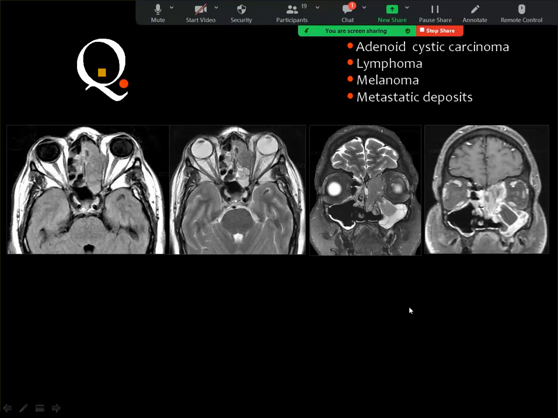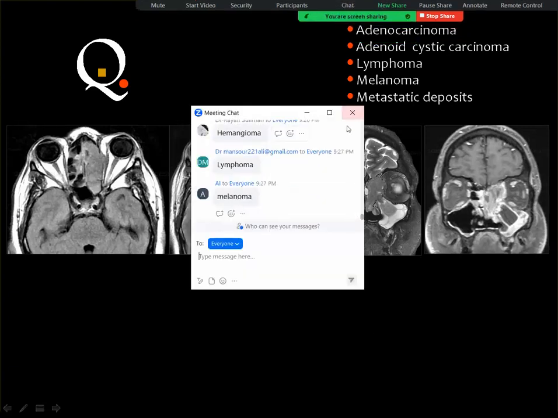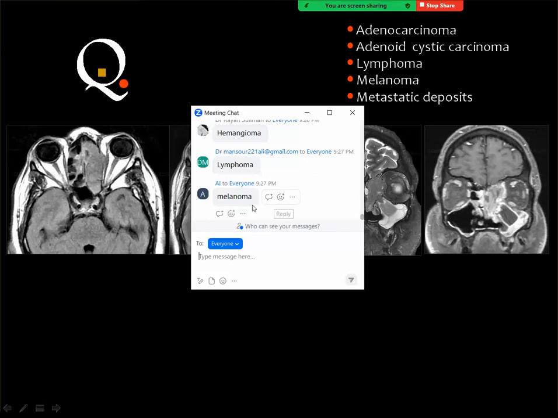The next case is MRI of the paranasal sinuses, T1, T2, coronal T2, and coronal post contrast with fat saturation. And here are some of the suggested differential diagnoses: adenoid cystic carcinoma, lymphoma, melanoma, metastatic deposit. Okay, lymphoma, melanoma.